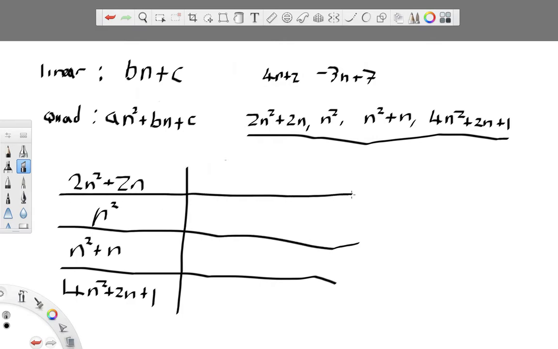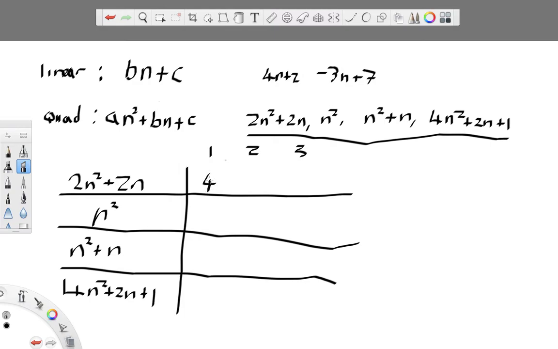Okay, so all we do is if we want the first, second, third, obviously these sequences just keep going, so they would have more terms. But if we just want the first, second and third terms, we just substitute 1 into there. So every time we see n, we just substitute 1 in to find the first. So it would be 2 times 1 squared plus 2 times 1. So that would be 4.